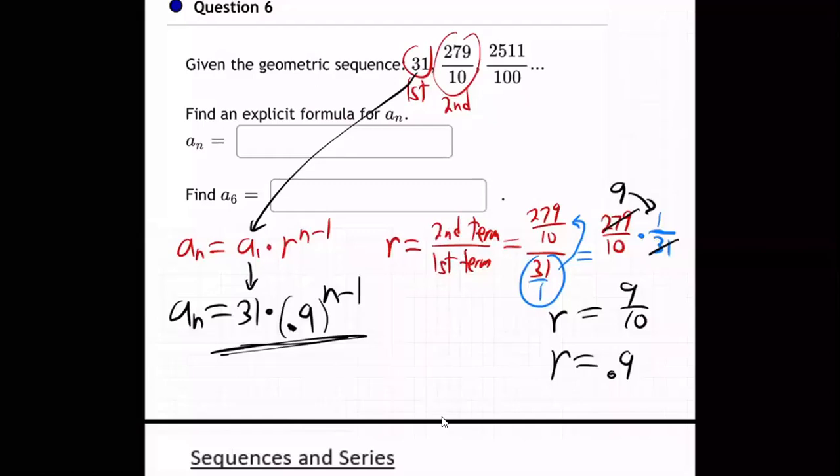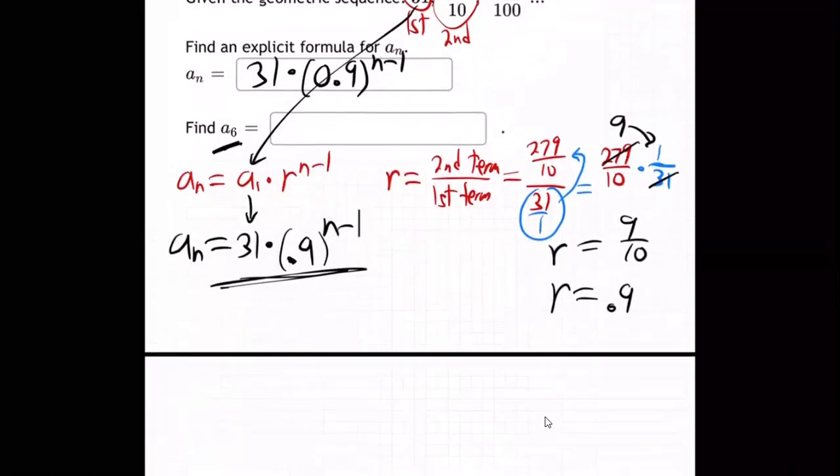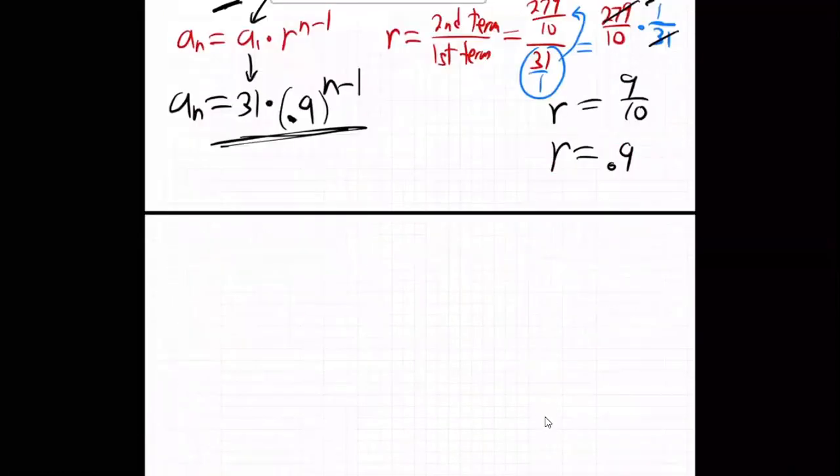Okay, so back to the problem. So yeah, they will take it that way. So I'm going to write 31 times 0.9 to the n minus 1 power. You can write 0.9 or just .9, same thing either way. And now they want me to find the 6th term, right? Find a sub 6. So we've got the a sub n formula. To find a sub 6, you're just letting n be 6. So 0.9 to the 6 minus 1, right? Just plug in a 6 for n right there.